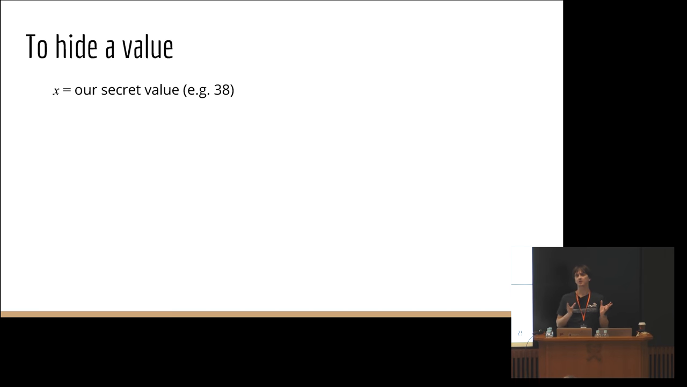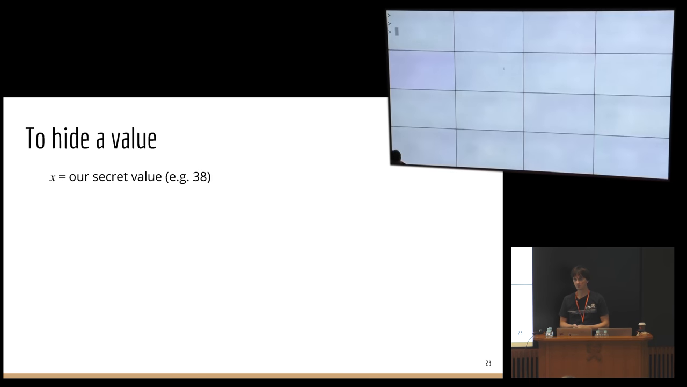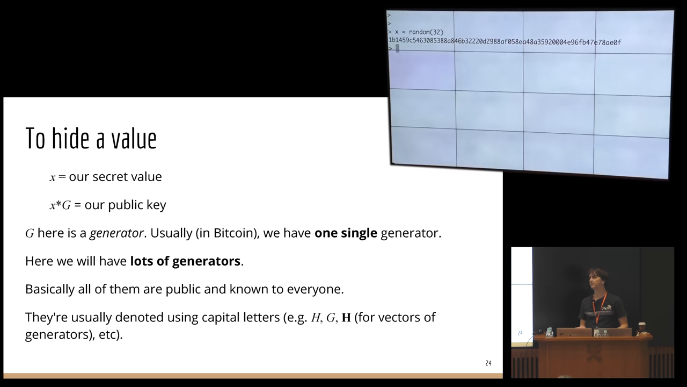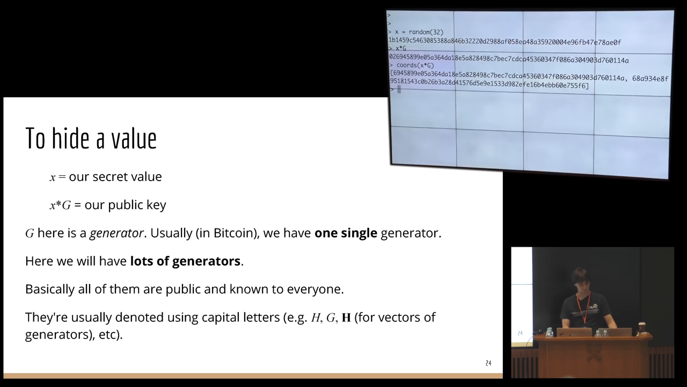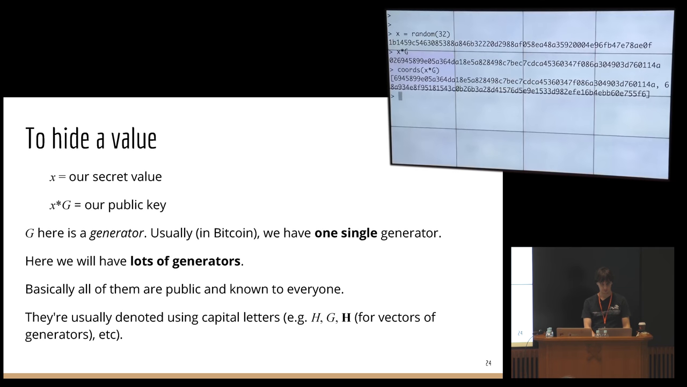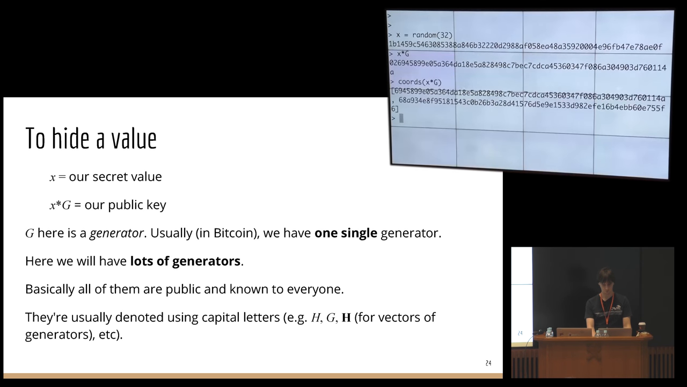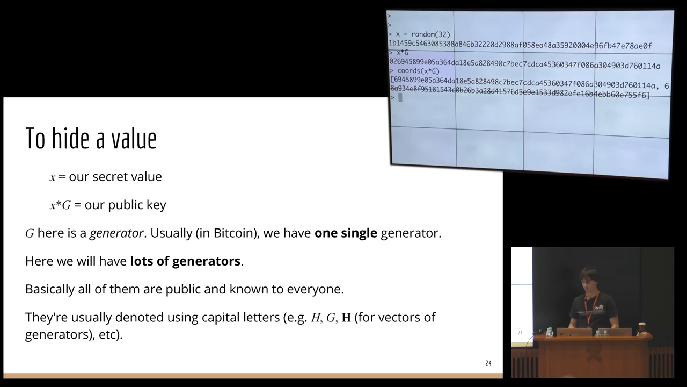Okay, so we have a value that's secret, and we want to hide it. We start by saying x is our secret value. I'm just going to make a random one here. And now we have a public key for this secret value. If you want to, we can do that. That's a public key. You can also check the coordinates for this if you want to. Okay, so like I said before, G is a generator.